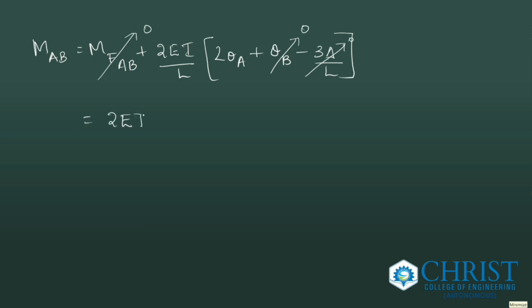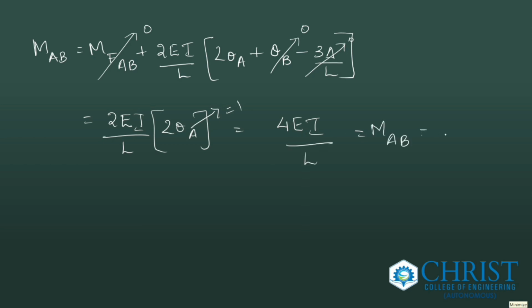So 2EI by L, 2 theta A, at end A there is a rotation, it will exist, and the value of slope is 1. So theta A is equal to 1. And theta B is equal to 0 since the end is fixed. Hence we will get 4EI by L. That is my final end moment at end A, MAB, that is nothing but K11.